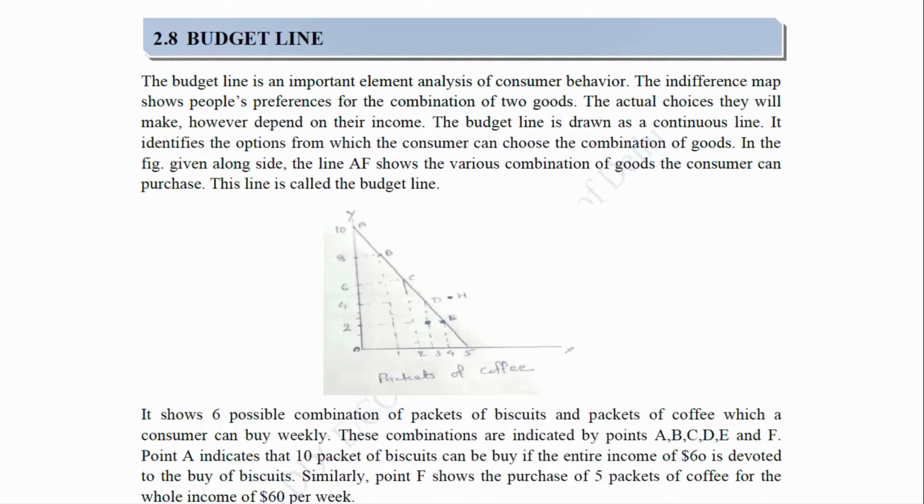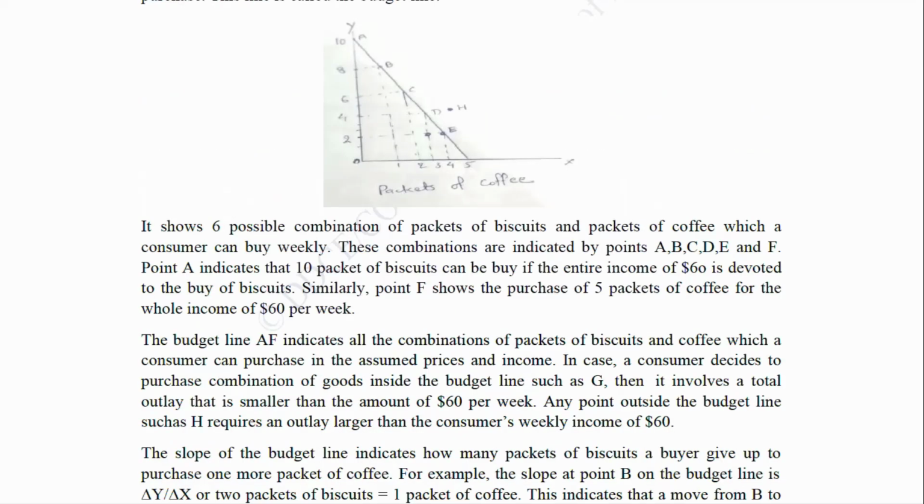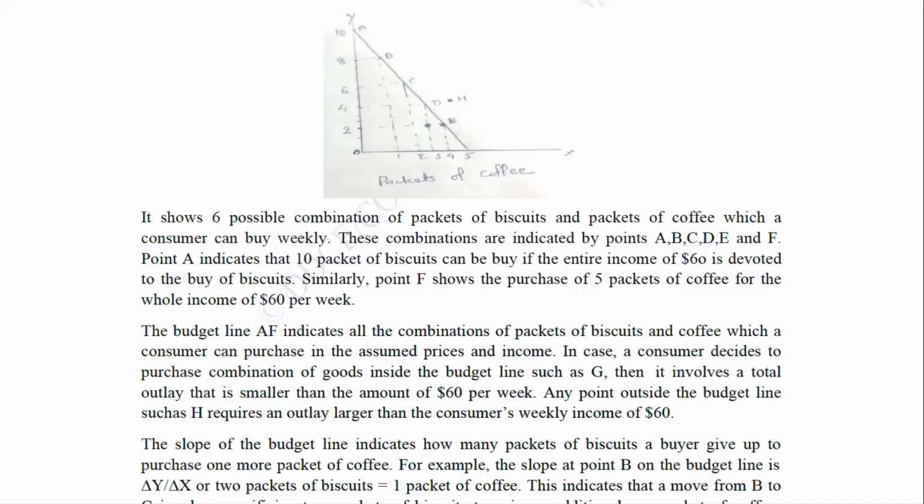In the figure given alongside, the line EF shows the various combinations of goods the consumer can purchase. This line is called the budget line. It shows 6 possible combinations of packets of biscuits and packets of coffee, which a consumer can buy weekly. These combinations are indicated by points A, B, C, D, E and F. Point A indicates that 10 packets of biscuits can be bought if the entire income of $60 is devoted to buying biscuits. Similarly, point F shows the purchase of 5 packets of coffee for the whole income of $60 per week.